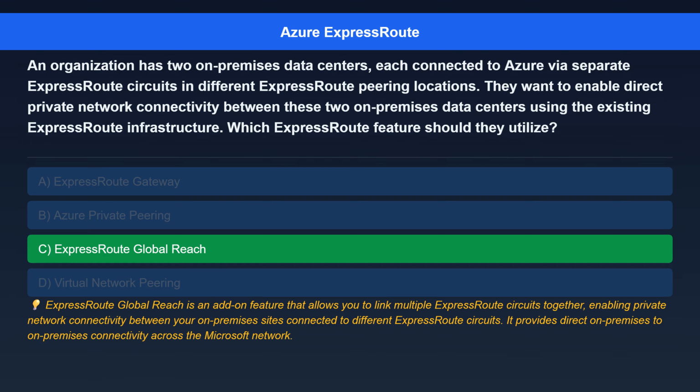The correct answer is ExpressRoute Global Reach. Here's the explanation. ExpressRoute Global Reach is an add-on feature that allows you to link multiple ExpressRoute circuits together, enabling private network connectivity between your on-premises sites connected to different ExpressRoute circuits. It provides direct on-premises to on-premises connectivity across the Microsoft network.